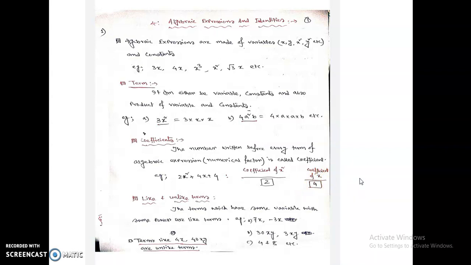Like terms are those terms which have the same variable with the same power. Like 7x and 3x, these are like terms. 30xy and 3xy are like terms. 4 and 8 are like terms. In each of these pairs of like terms, you can see that the variable is the same. Here x and x, here xy and xy, here constant and constant. So the variables are the same and the powers of those variables are also the same.